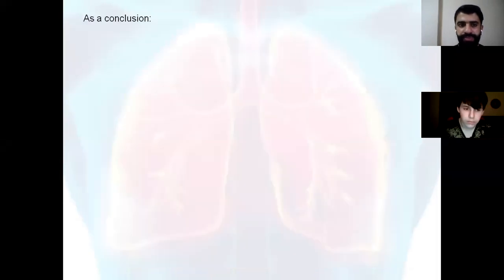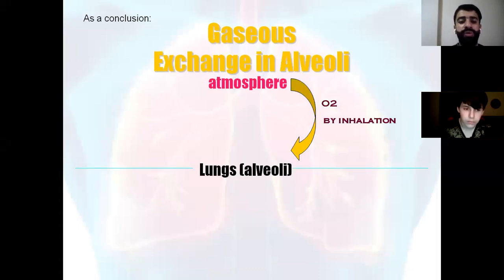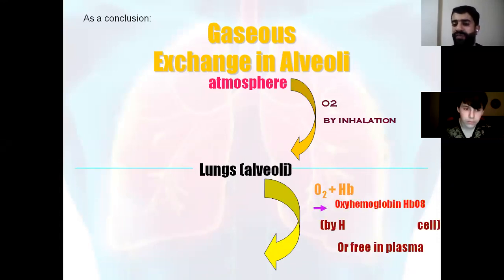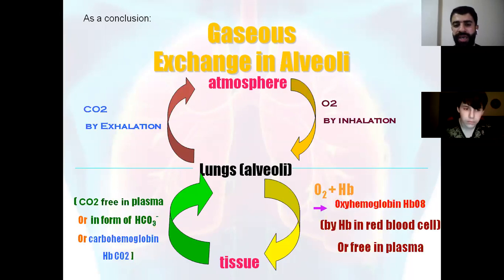This is the cycle. As a conclusion, in gas exchange, the O2 in the atmosphere we get by inhalation will reach the lungs, and then O2 will bind with hemoglobin to give oxyhemoglobin. This will be distributed to the tissues, and they will carry carbon dioxide from the tissues, either free in the plasma or in the form of bicarbonate HCO3 or carbohemoglobin HbCO2. Then the carbon dioxide will be released outside the body, outside the lungs, by the process of exhalation.